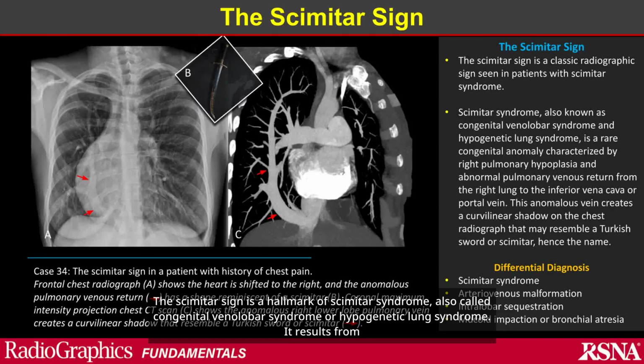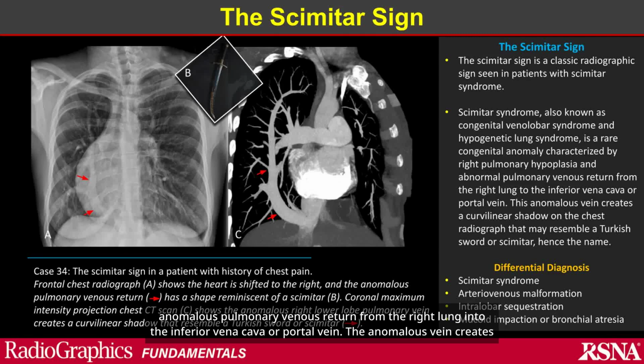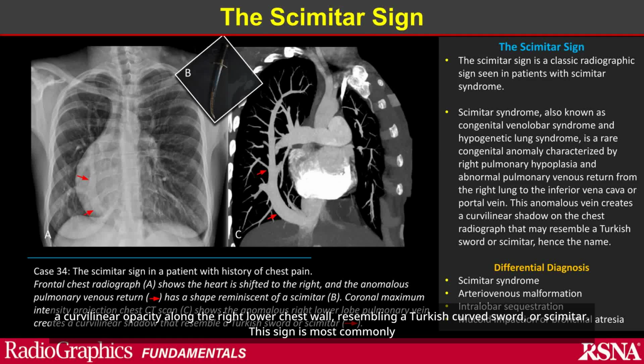The scimitar sign is a hallmark of scimitar syndrome, also called congenital lobar syndrome or hypogenetic lung syndrome. It results from anomalous pulmonary venous return from the right lung into the inferior vena cava or portal vein. The anomalous vein creates a curvilinear opacity along the right lower chest wall, resembling a Turkish curved sword or scimitar. This sign is most commonly seen in association with right lung hypoplasia, cardiac dextroposition, and other congenital anomalies. While scimitar syndrome is classic, other mimics include arteriovenous malformations or sequestration. Recognition of the scimitar sign is key to identifying this rare but important congenital abnormality.